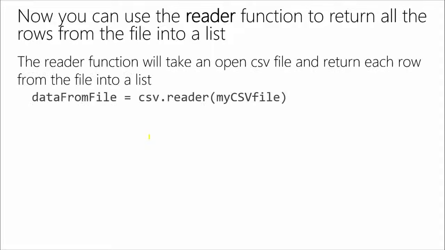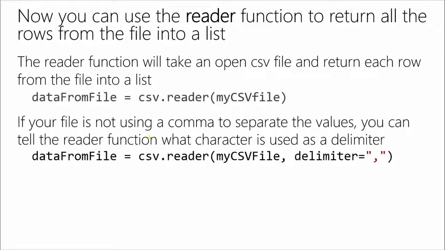Once you've done that, there is a reader function. What the reader function will do is return all the rows that were inside the file, but instead of one big giant string, it returns them as a list. And we just learned a little earlier how we can process and work through lists. Once you've got the values in a list, it does assume by default that you're using a comma to separate the different values in your file.